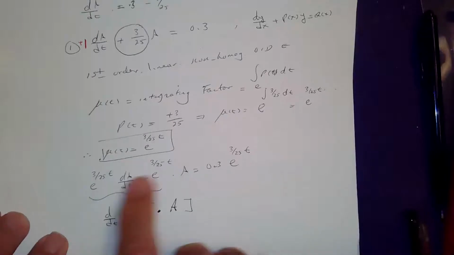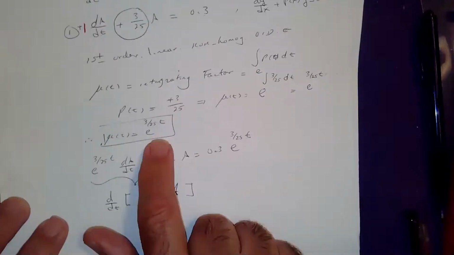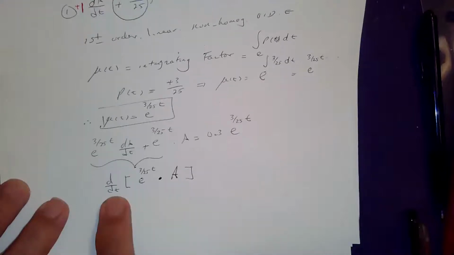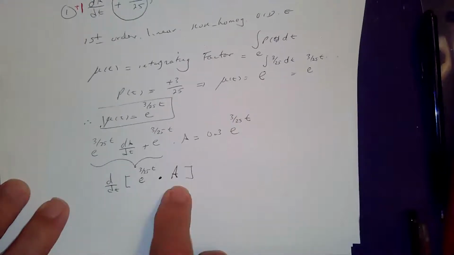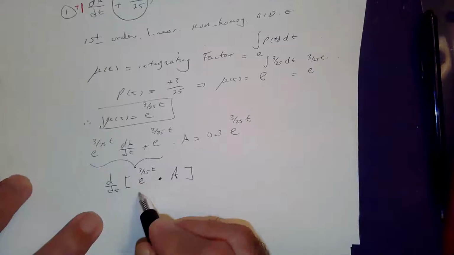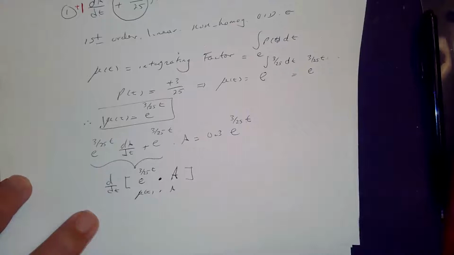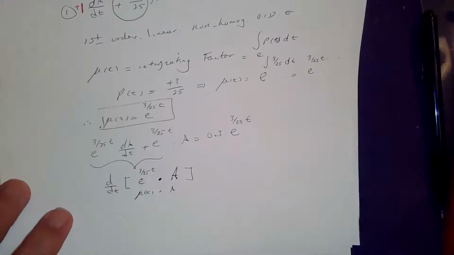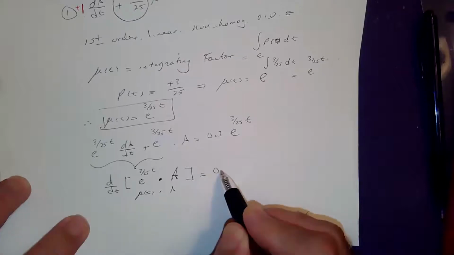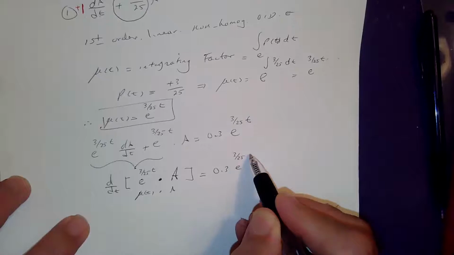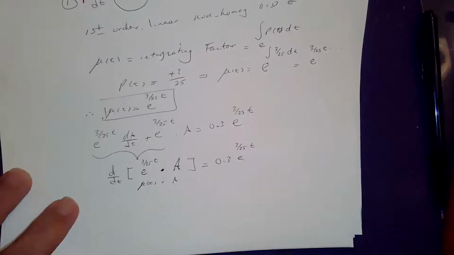Once you multiply both sides by the integrating factor, the left side, rain or shine, is always the derivative of the product of your integrating factor and your unknown function, always. This is not a happy coincidence. It happens all the time. Let me see what I have. Oh, A, that's right. Thank you, guys. You're right. It's A. So this guy is 0.3 e to the power of 3 over 25 t.